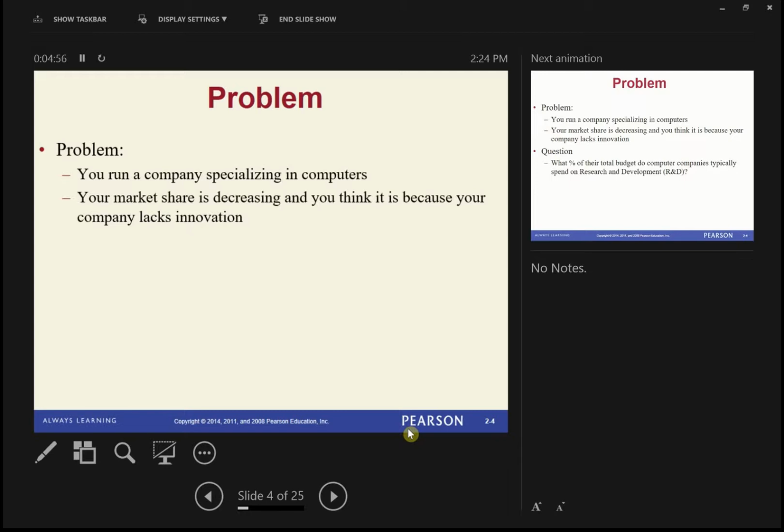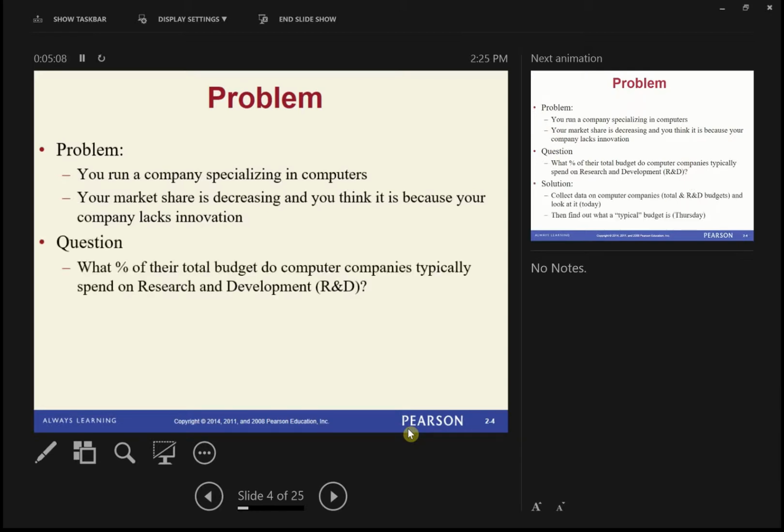So the idea is you run a company, you specialize in computers, and you think, we're losing some of the market share. Maybe it's because we're not innovative, right? We don't have a sharp enough cover, or we don't have a good enough webcam camera or whatever. So the first thing you wonder is, are we spending enough for innovation, right? Are we spending enough in R&D? So you want to look at other companies, and you want to see what they're doing to see if you're spending enough, okay? To kind of get an idea if you're keeping up, right?